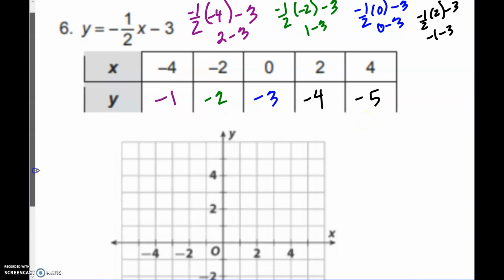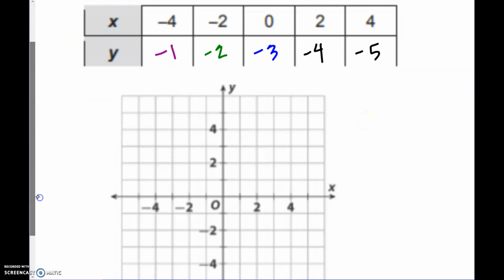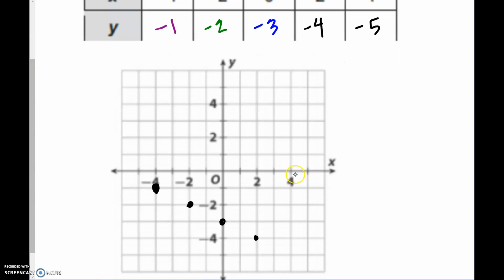Okay, I'm going to move this up just a little here so that we can now graph those ordered pairs. Well, we can graph -4, -1, so -4, -1, -2, -2, 0, -3, 2, -4, and ooh, this barely fits, 4, -5. And then remember, we connect them and put an arrow on the end.